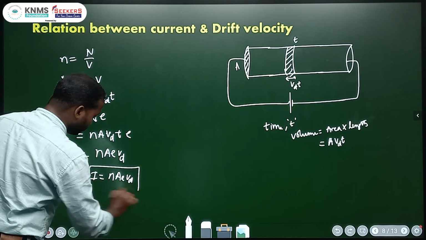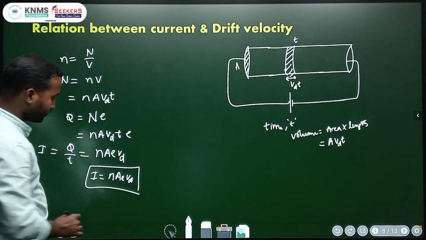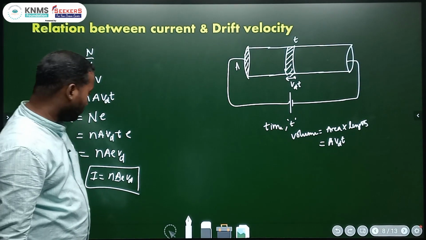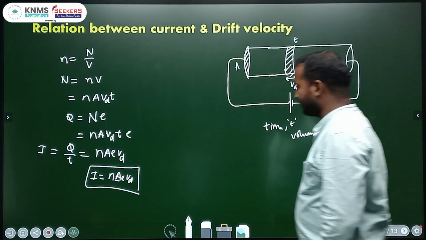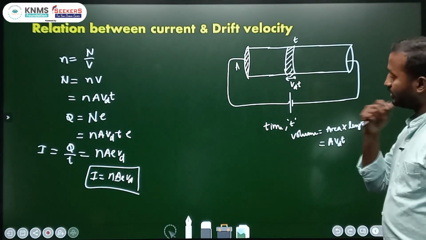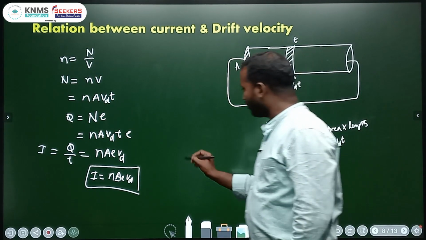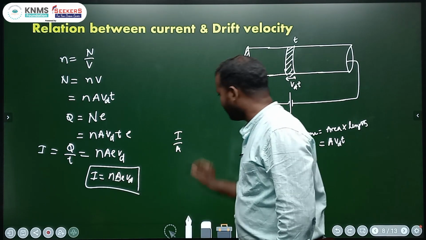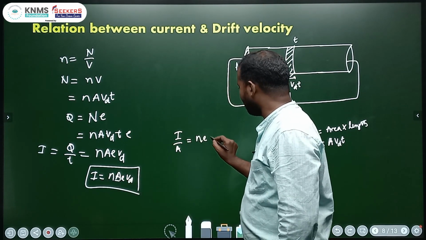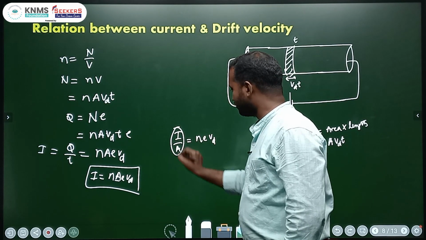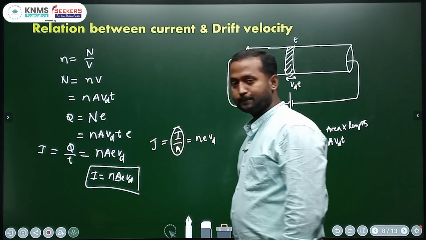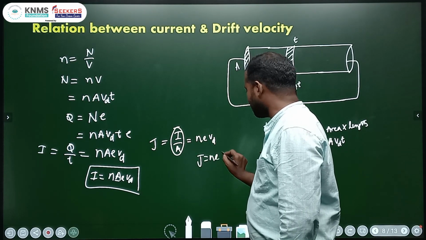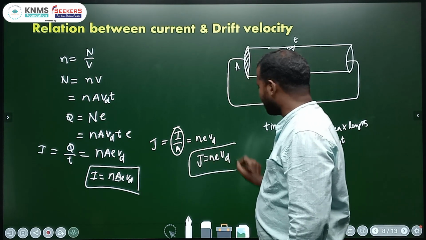So you can remember it like nAeVd. What is n here? Number of free electrons per unit volume. What is A? Area of cross section. e is the charge of electron, and Vd is the drift velocity. So that's the relationship between your current and drift velocity. Now if I write current per unit area, I get neVd, and this is current density. So current density J is equal to neVd. This is the relationship between drift velocity and current density.